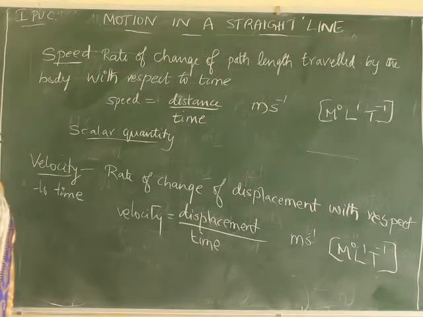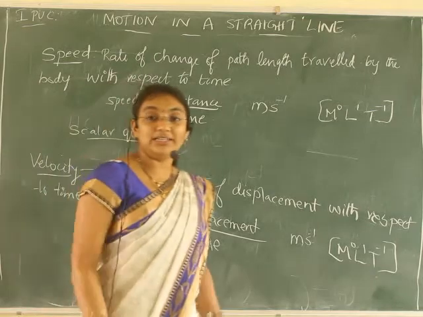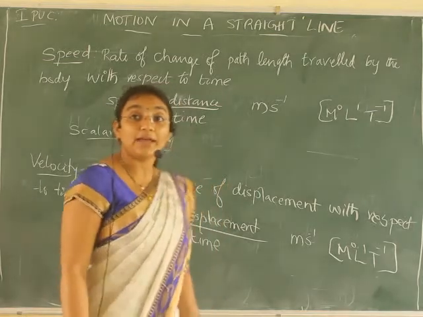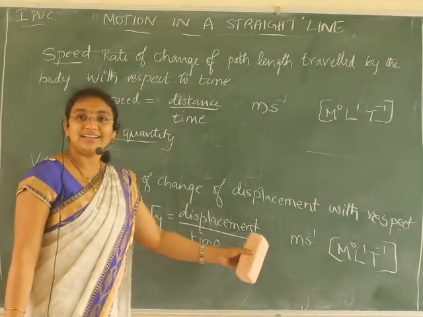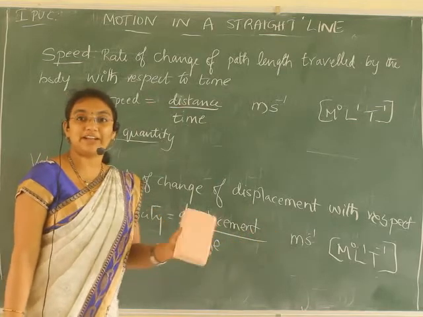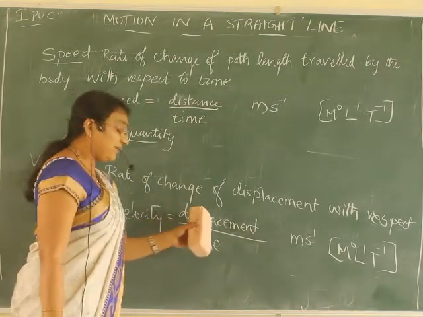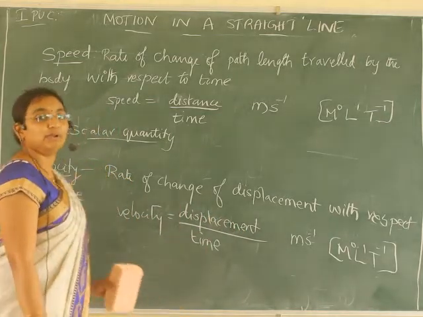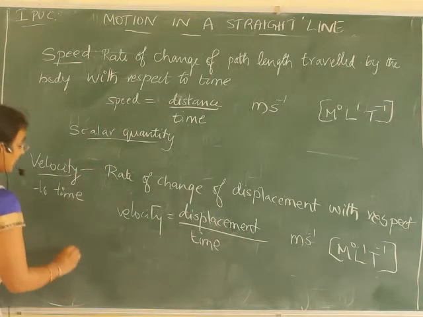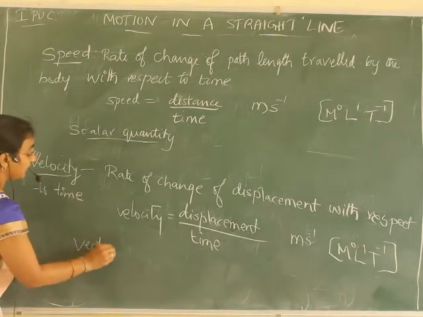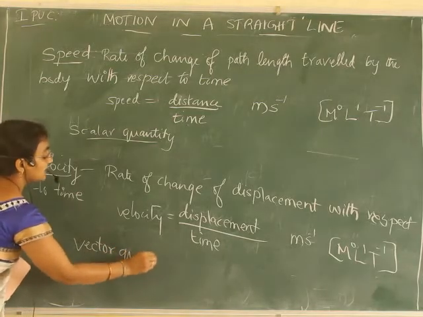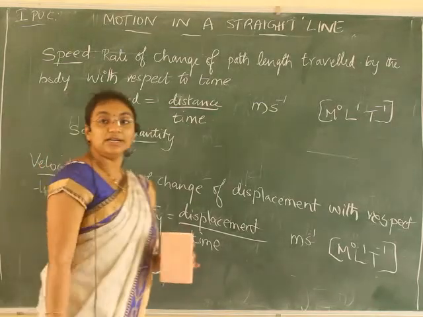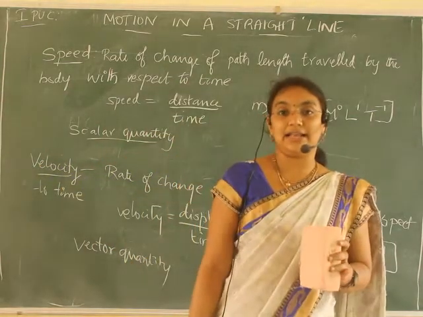But when we measure velocity, we see the direction, whether the body is moving in the X direction or Y direction. Why? Because displacement is nothing but the change in the position of the object in a particular direction. So when we calculate displacement in terms of direction, velocity is also calculated with the direction. So it is a vector quantity. It has both magnitude and direction. Understood?